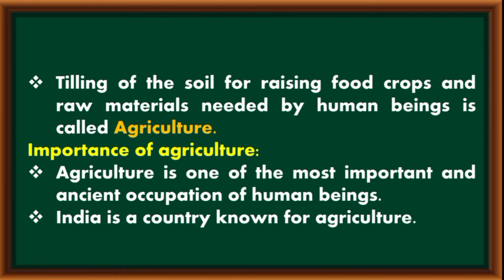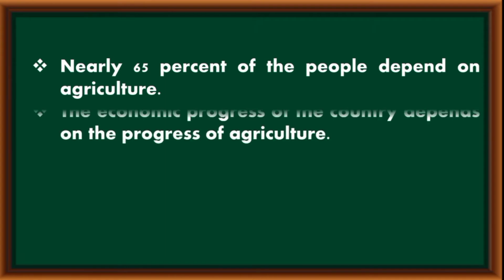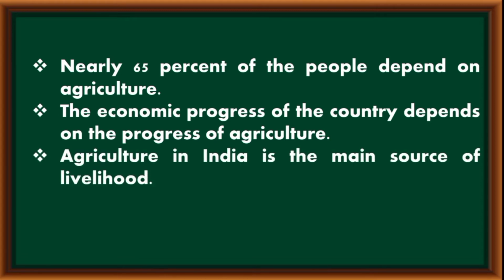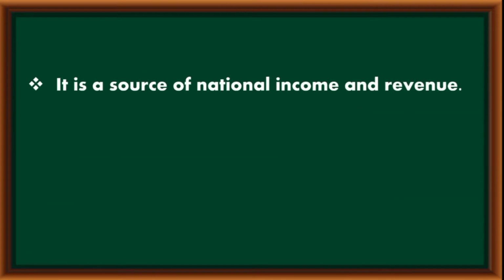India is a country known for agriculture. Nearly 65% of the people depend on agriculture. The economic progress of the country depends on the progress of agriculture. Agriculture in India is the main source of livelihood. It is the main source of food for the people and fodder for domestic animals. It is a source of national income and revenue.